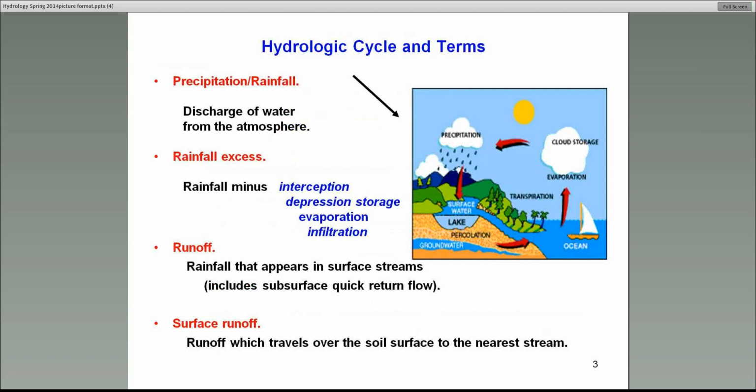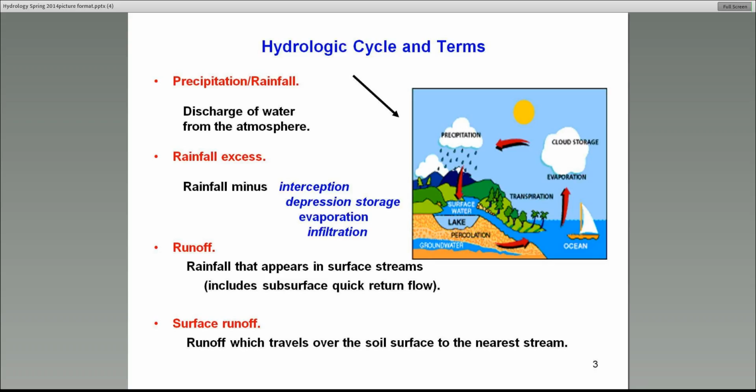Here's a basic slide showing you what the hydrologic cycle is. The rainfall that falls on the surface either infiltrates or appears as surface runoff in your streams and so on, and then eventually takes off to the ocean. And I've defined some key things here. For example, precipitation or rainfall is a discharge of water from the atmosphere. We often use the words rainfall and precipitation interchangeably, but in general, precipitation is a more general term, which includes snow and hail and so on, or rainfall in other forms.